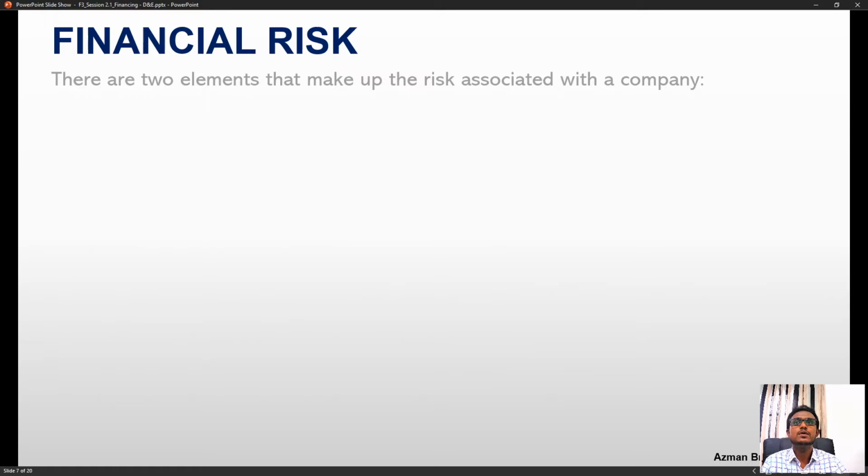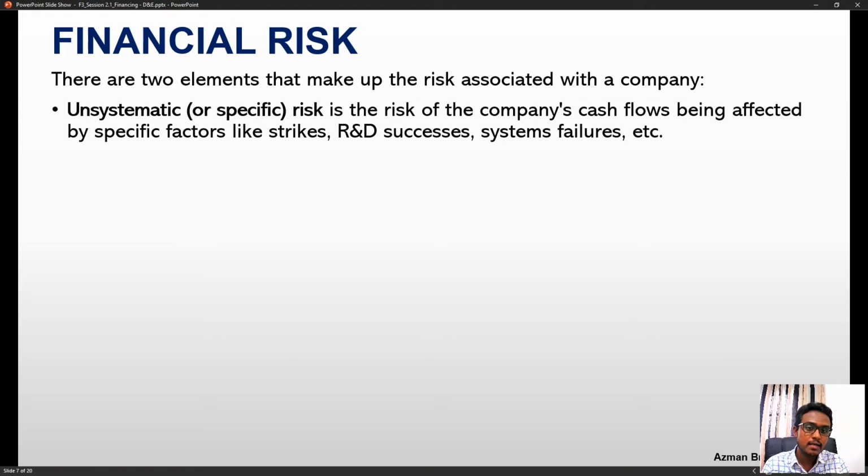And that brings me to financial risk. There are two elements that make up the risk associated with a company. We will take a closer look at financial risk management, but from a helicopter view, you have to understand that financial risk is made up of two components. One, unsystematic or specific risk. This is the risk of the company's cash flows being affected by specific factors like strikes, R&D successes, systems failures, etc.